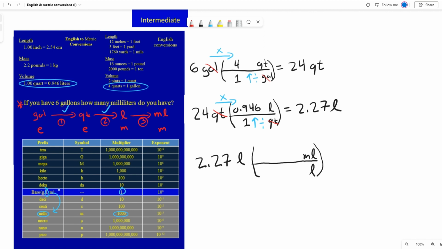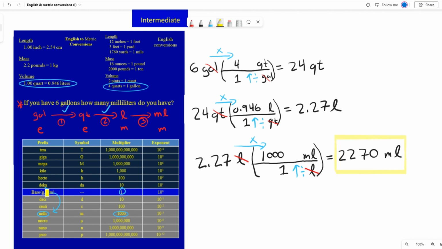What is the big one here? What's the bigger unit? Liters, because it's further up. So the bigger unit is the big one, so it gets a 1. And then the smaller unit is the milli, and it's 1,000 times smaller. So we'll put 1,000 up there for the milliliters. So now this is set up so that liters and liters cancel out. We will then again multiply across and divide up. And when we do that, we find that we have 2,270 milliliters as our final answer. And that is the final answer for the problem.